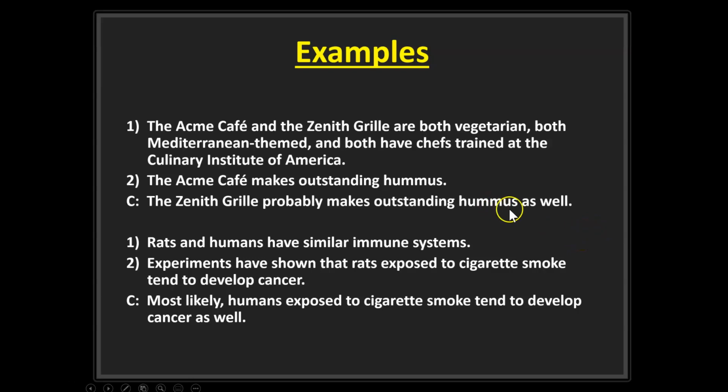So let's look at this one down here. Rats and humans have similar immune systems, and experiments have shown that rats exposed to cigarette smoke tend to develop cancer, so most likely humans exposed to cigarette smoke tend to develop cancer as well. So here, you're saying, look, rats and humans have something in common that is extremely relevant to the conclusion, namely their immune system. And if experiments on rats are going to show this, then most likely experiments on humans would show that as well. And then really the ultimate conclusion behind this would be, so don't smoke. But again, this is argument by analogy.